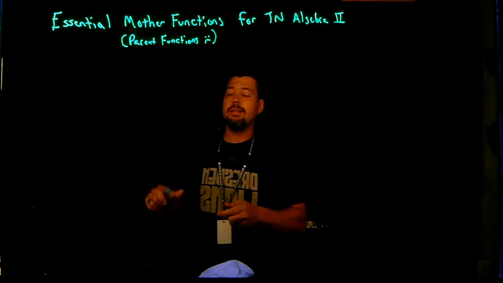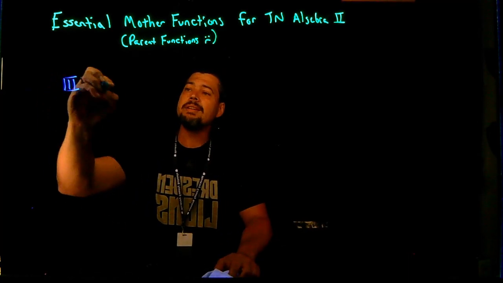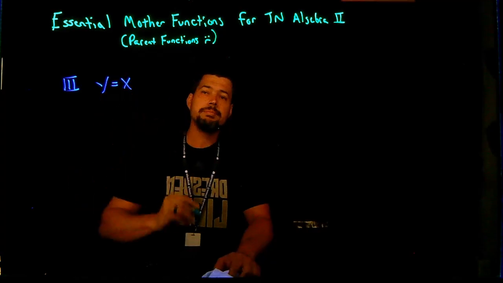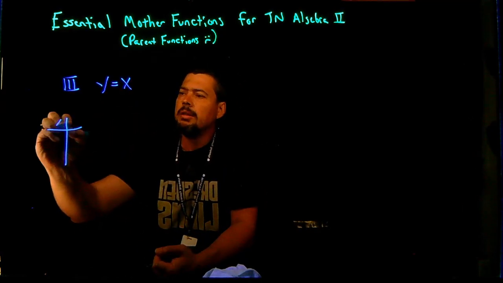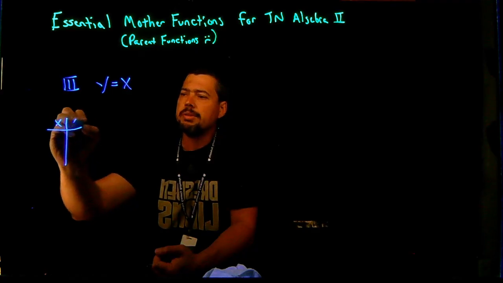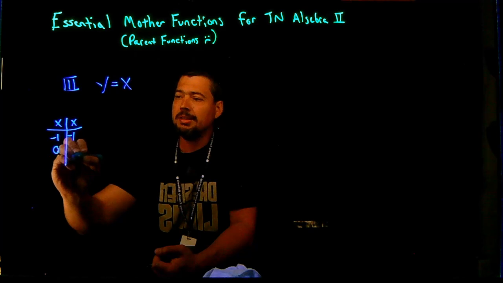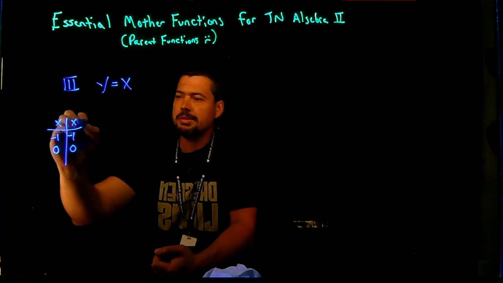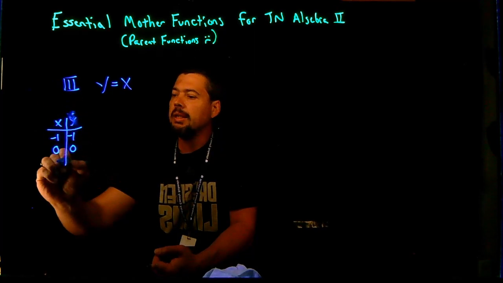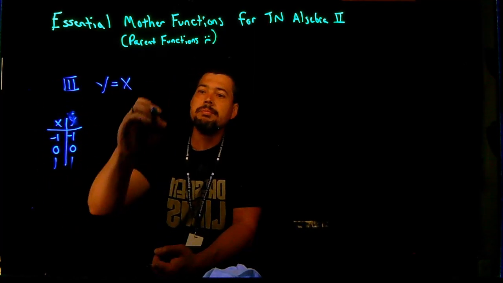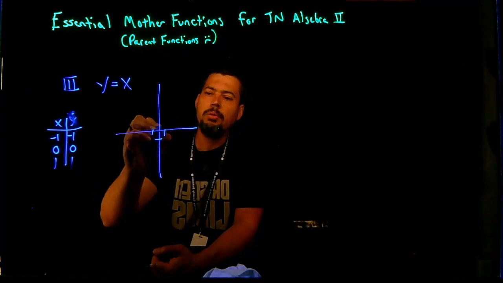The next thing that would be on their little mother function quiz would be the slant, y equals x. I don't make them do a table for that, but when I'm going over it, I do. We have x, and it's literally y equals x. So if x is -1, y is also -1. If x is 0, the y value would be 0. And if x was 1, y would be 1. I usually only say, give me 2 points.